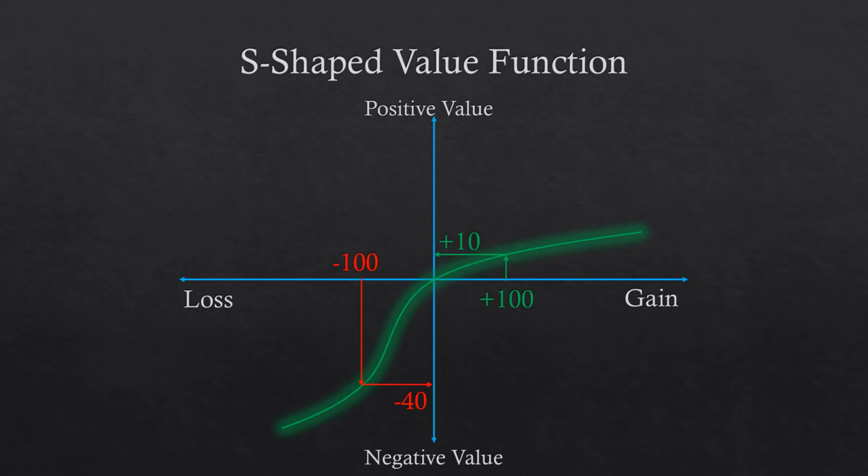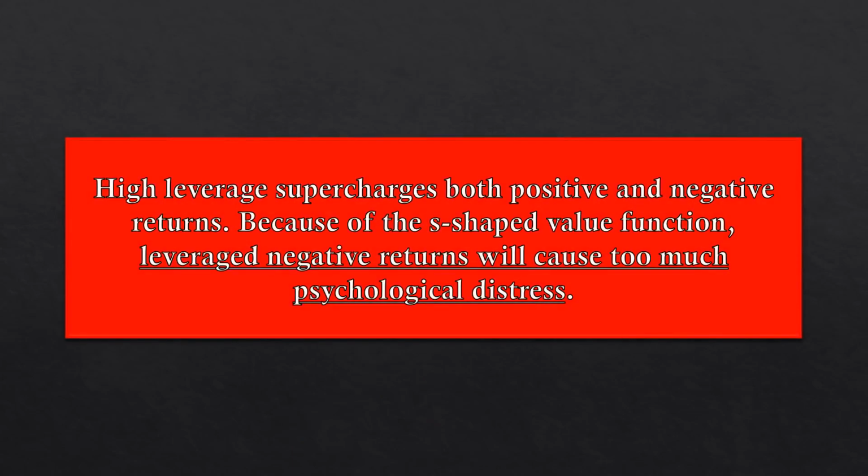Kahneman suggests that we perceive proportional wins and losses asymmetrically, meaning that an X amount of dollars loss feels worse than an X amount of dollars win feels good. In other words, losses affect us psychologically more than wins, even when we are talking about the same amount. High leverage supercharges both positive and negative returns, so it's easy to see that high leverage can create too much psychological distress when negative returns occur.